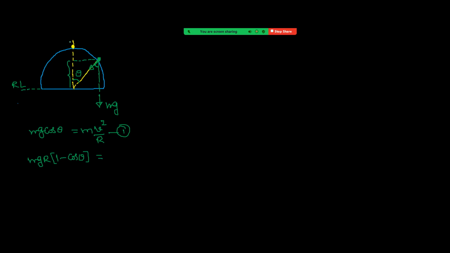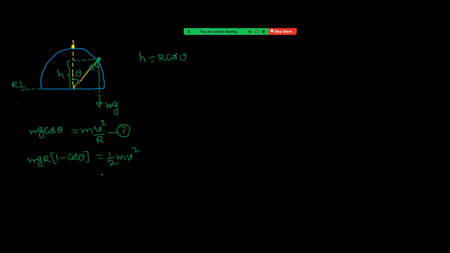Initially, it has no kinetic energy. Now it is having kinetic energy. So final value minus initial value. Now see what we have to do here. I want to calculate theta so that we can find the height, at what height from the base it is losing contact. This is what we have to calculate, the h value. So h equals r cos theta.